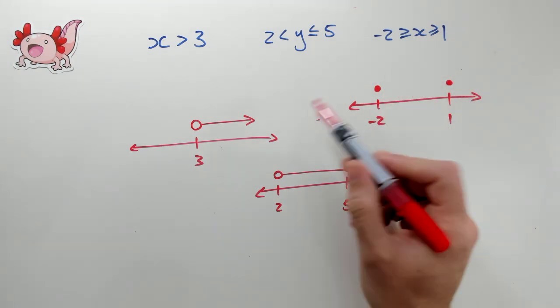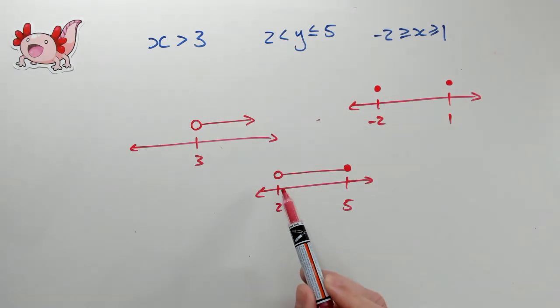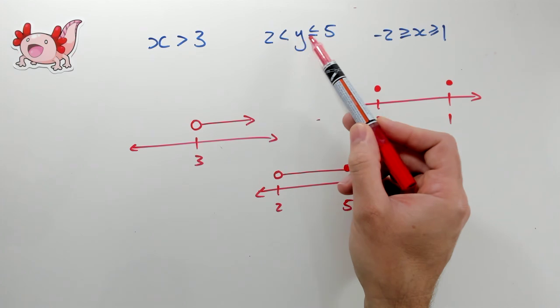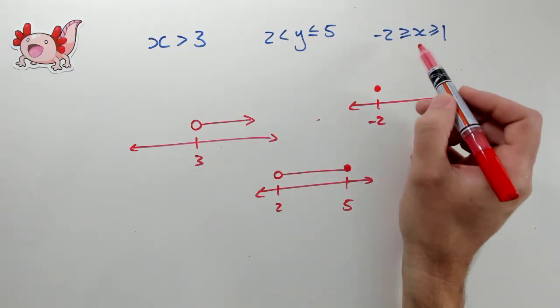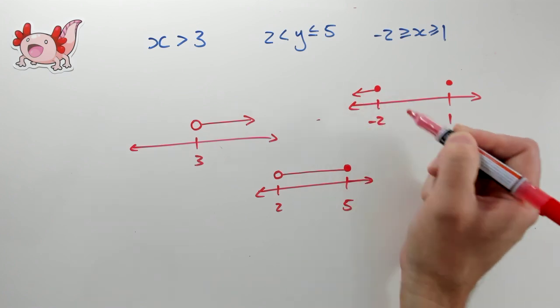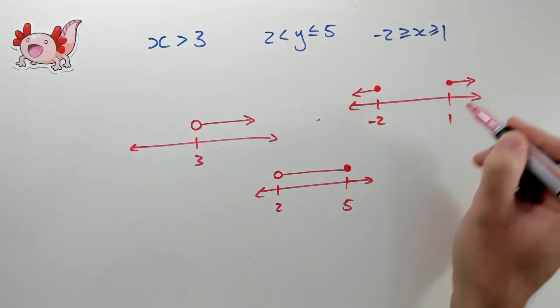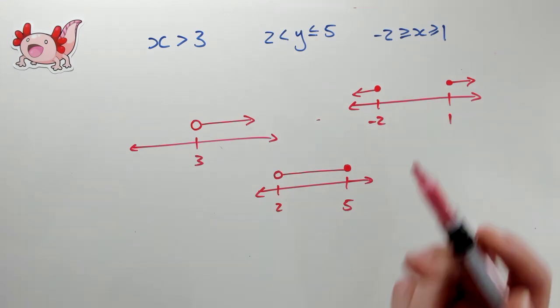But this is a little bit different than this one, because in this one y was bigger than 2, so it was on this side, and y was smaller than 5, so it's on that side. In this case, x is smaller than -2, so we're going to go the other way, and x is bigger or equal to, and that way. Okay, so pretty straightforward.